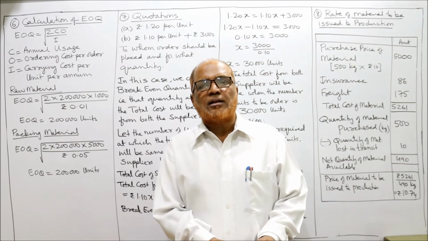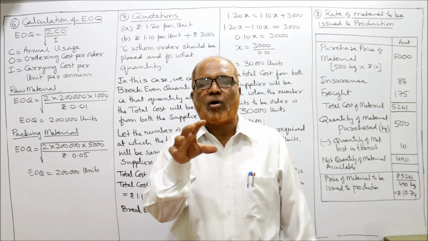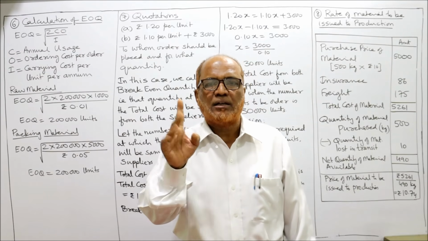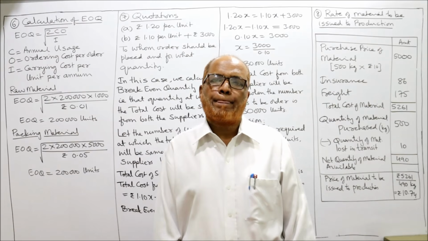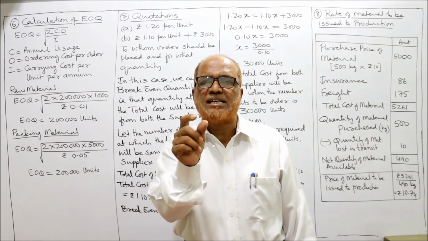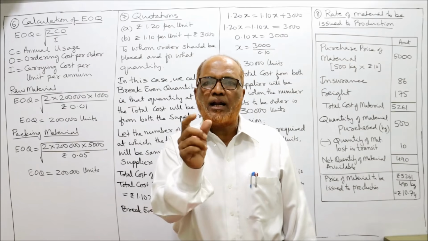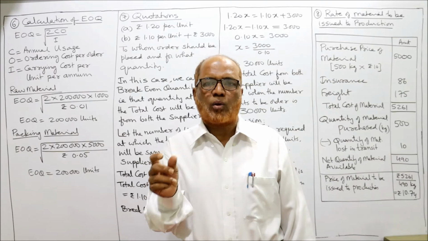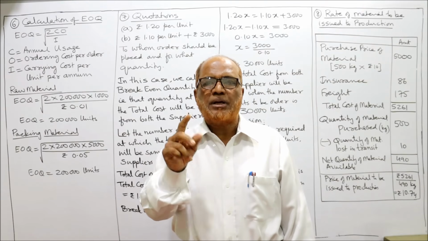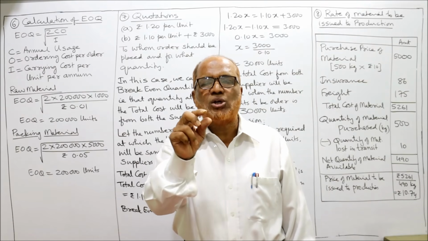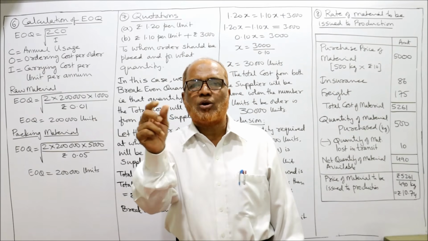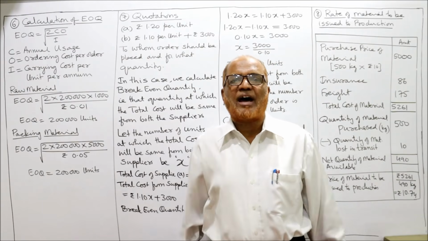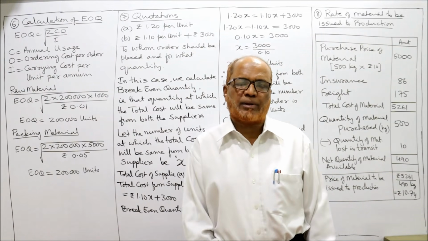So for raw material, the cost of holding the inventory or carrying cost, to carry 1 unit of material for 1 month, is 1 paisa. 1 paisa means rupee 0.01. 100 paisa is equal to 1 rupee. So 1 paisa means 1 divided by 100, you will get 0.01 rupee per unit per month. Similarly, for packing material it is 5 paisa per unit per month.